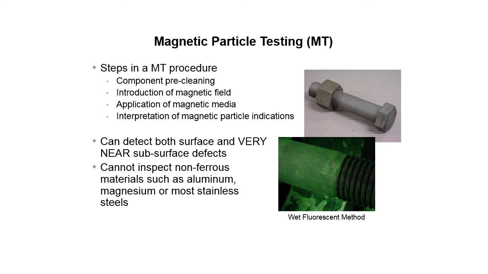MT can detect both surface and very near subsurface defects, but it cannot inspect non-ferrous materials such as aluminum, magnesium, or most stainless steels. It's a really powerful tool when you're working with iron and steel alloys, but not so good with aluminum, magnesium, and most stainless steels. That would be like the 300 series austenitic stainless steels. This is not going to work. Titanium doesn't work.